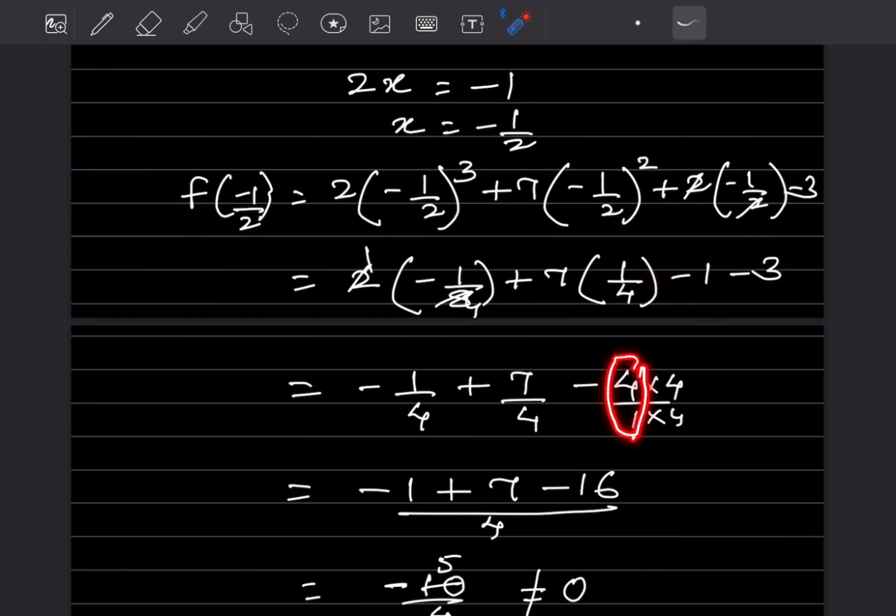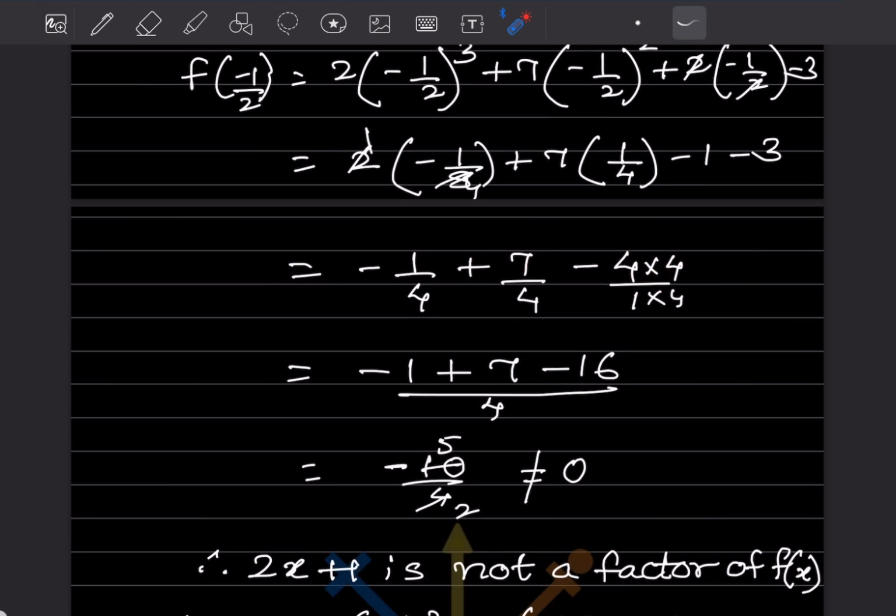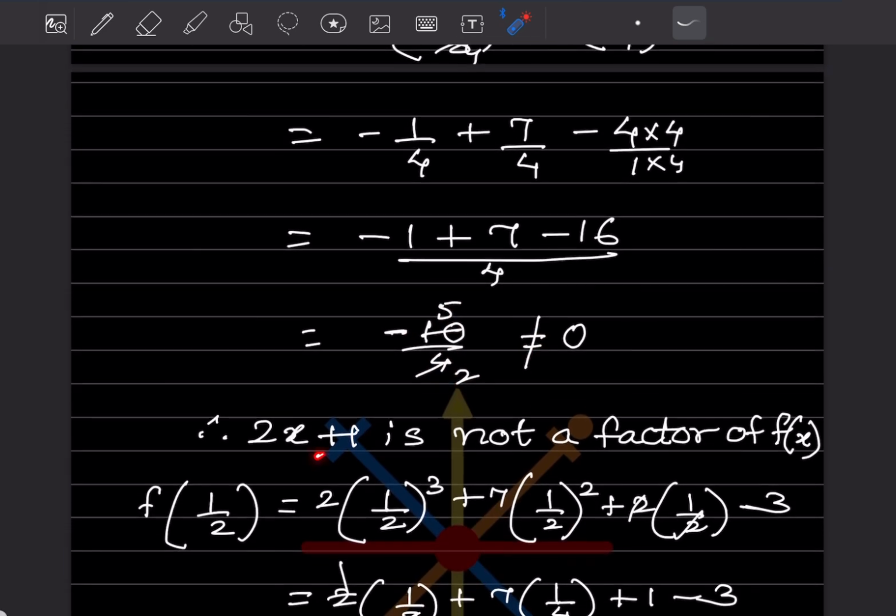The denominator is 1, so the LCM here will be 4. So multiply this by 4, this also multiplied by 4. So now it will be minus 1 plus 7 minus 16 by 4, which is going to be minus 10 by 4. And this will be minus 5 by 2 after simplifying, which is not equal to 0. So we can say it should be 0, but this is not equal to 0. So we can say 2x plus 1 is not a factor of f of x.